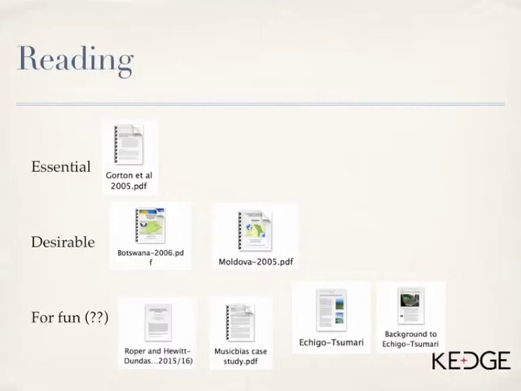In your For Fun folder, the first paper you'll see is one by Roper and Hewitt-Dundas. Now, this is a fairly heavy-going paper, but if you're especially interested in Schumpeter theory, then you might find it interesting. Secondly, I've put there a case study on music bias. We touch on this in this part of the course. And thirdly, I've put a case study on the Echigo-Tsumari case study. Now, this is set in Japan. It's incredibly interesting, and it details how art has regenerated specific parts of Japan.